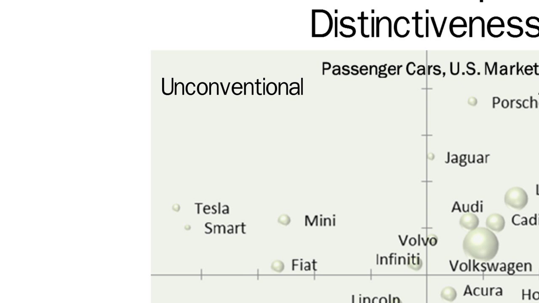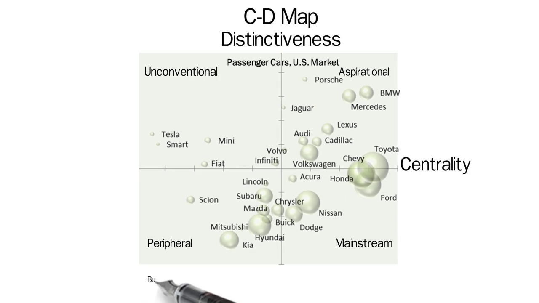The size of the bubble in this graph represents the unit sales of passenger cars under that brand in the U.S. market. Some interesting things to note are that brands exist and thrive in each of the four quadrants. In other words, there appear to be viable strategies and business models in each quadrant.